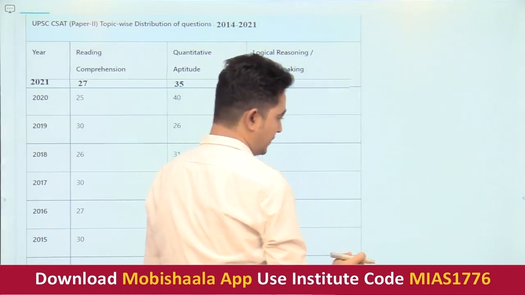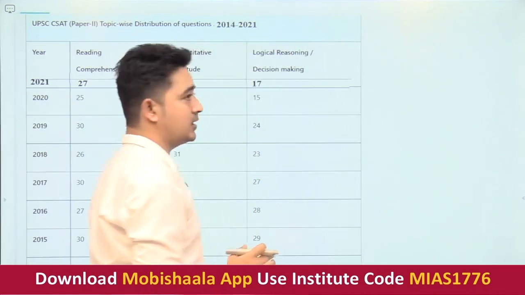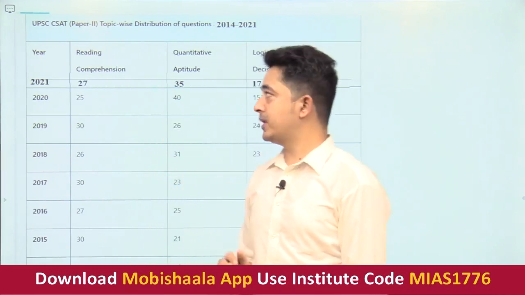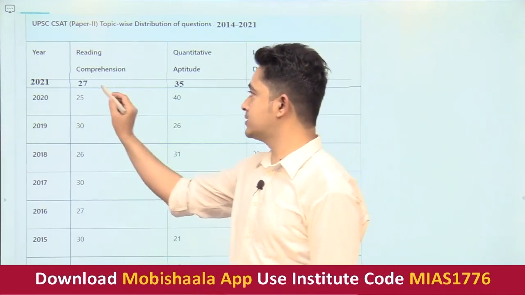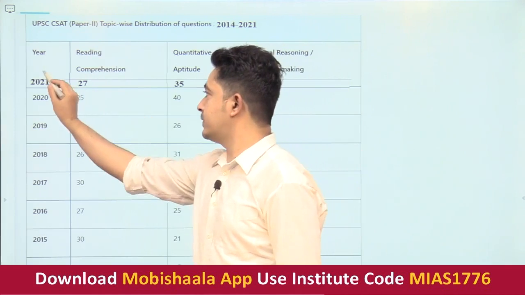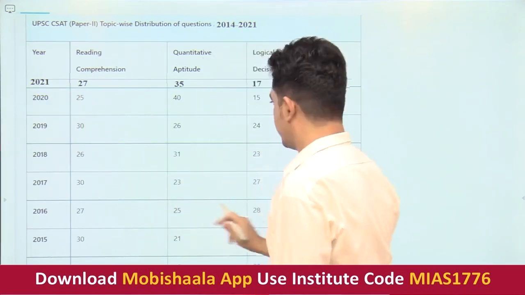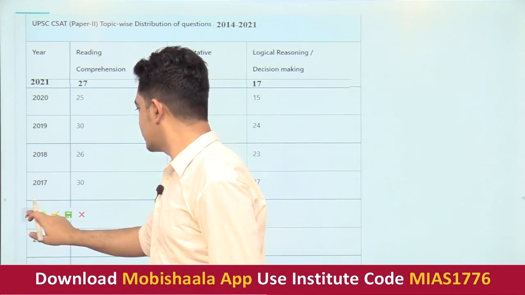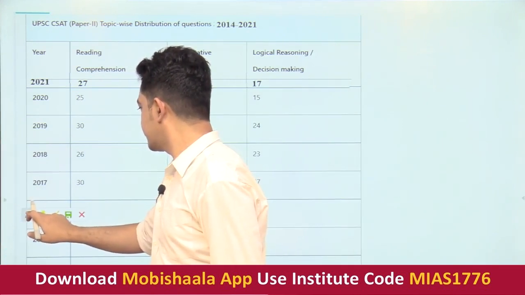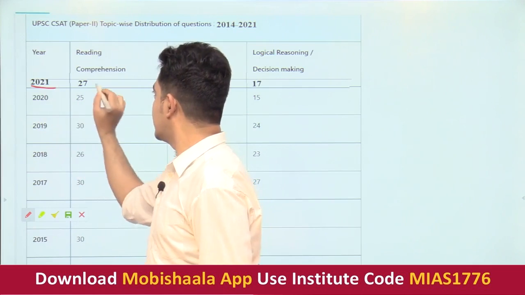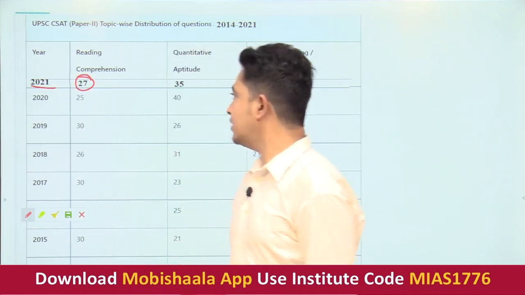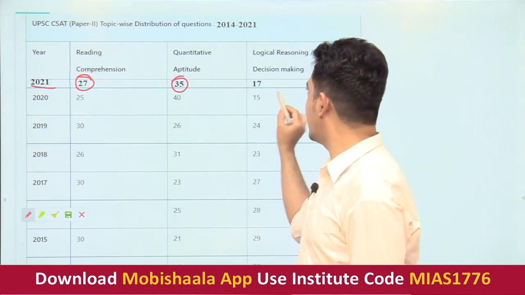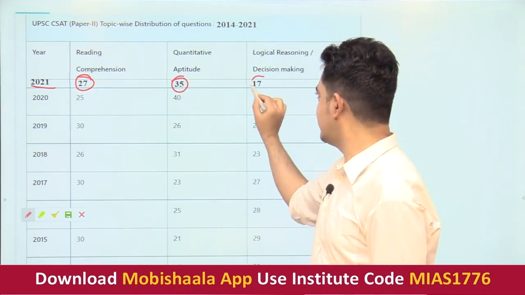In the first class we have to understand the nitty-gritty of the subject. If we talk about the reading comprehension portion, in 2021 there were around 27 questions based on reading comprehension, 35 questions in quant, and 17 questions in logical reasoning and decision making.